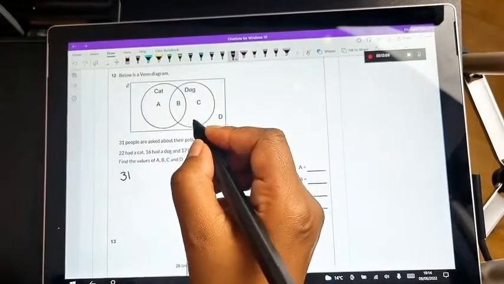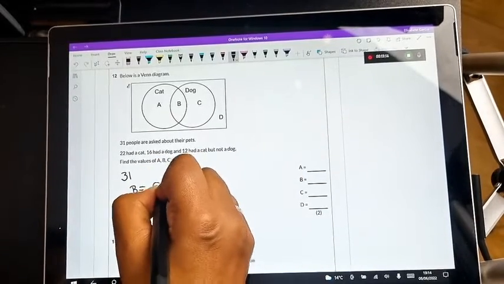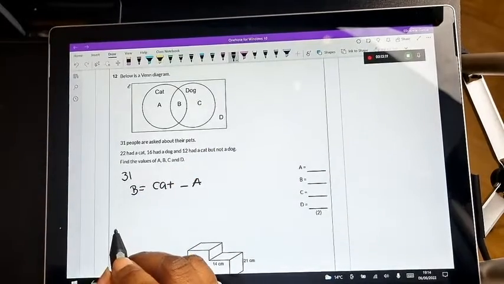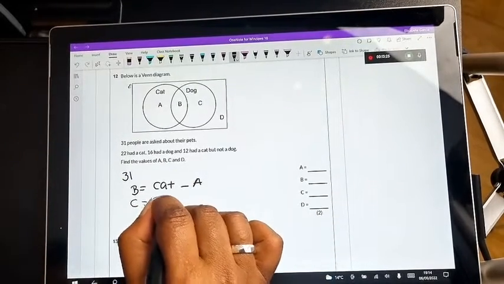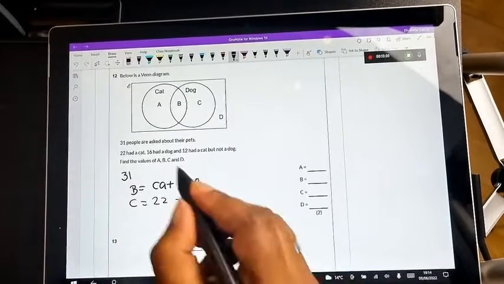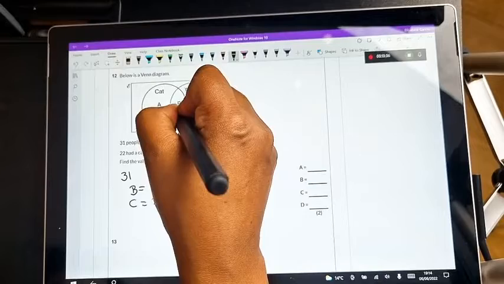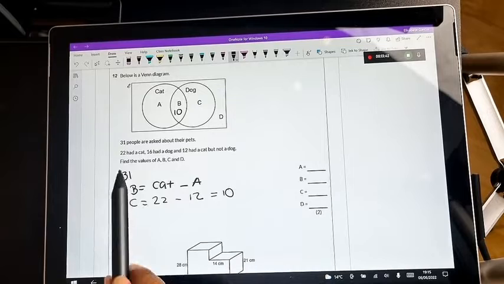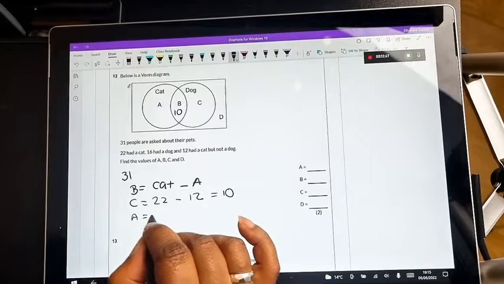So we know that some of them will have a cat. So we have B equals cat minus whatever is in A. And then we have the next one is C equals 22 minus the 12. And we get the answer for B. It will be 10 altogether. Okay, so this will be answer 10. So that's the answer we put for B, 10 of them. Okay, was that clear, guys? So now we know that 22 had cats, so we can go back to that. So it will be 22, so that's A, is equal to 22.